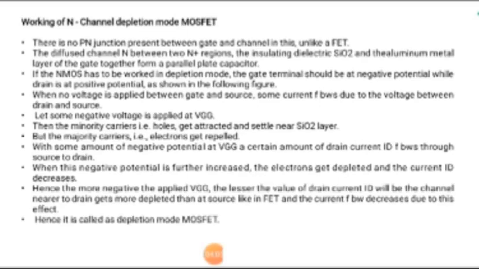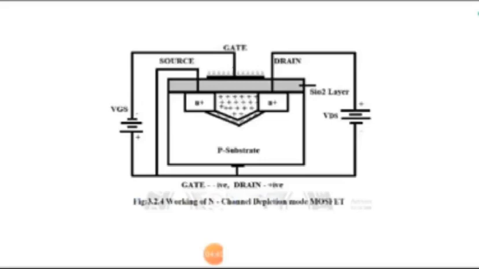Now a negative voltage is applied as VGG. Hence this is the negative voltage. Minority carriers will be created, the electrons will be repelled, and the holes will get attracted. So with some amount of negative potential, a certain amount of drain current will flow between the source and the drain. When this negative potential is further increased, the electrons get depleted and the current also decreases. Hence this is called a depletion mode MOSFET. And here you can see the N-channel depletion mode MOSFET.